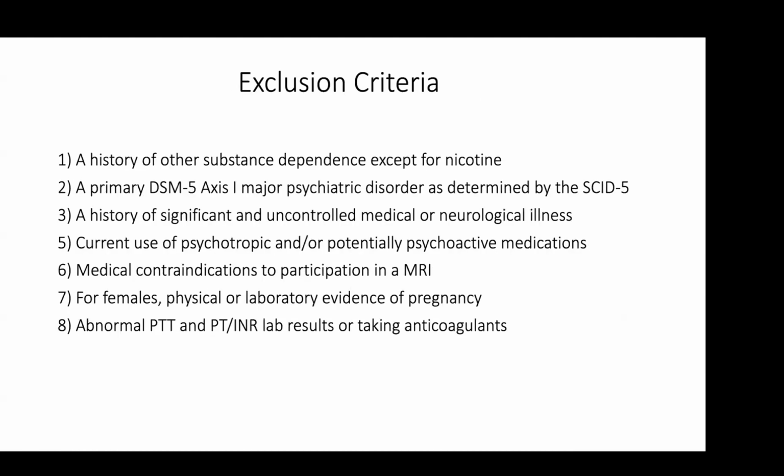For the exclusion criteria, basically having any significant dependence on other drugs, with the exception of nicotine, having any other significant psychiatric conditions, or any unstable medical or neurological problems, using any psychotropic or potentially psychoactive medications that could affect the outcomes, contraindications to the MRI, any pregnancy or breastfeeding, and abnormal PT and PTT that could preclude the arterial line.